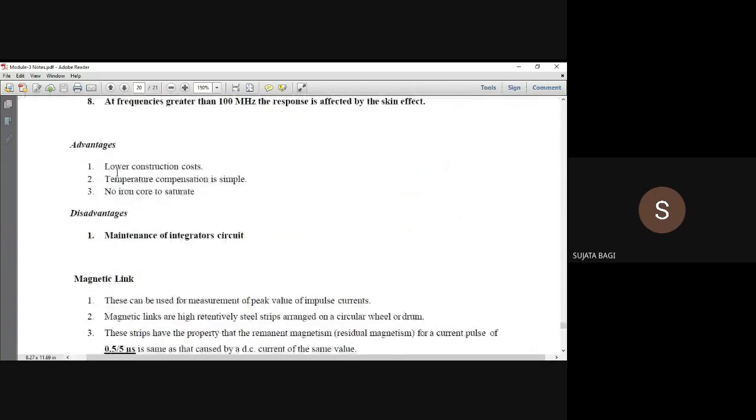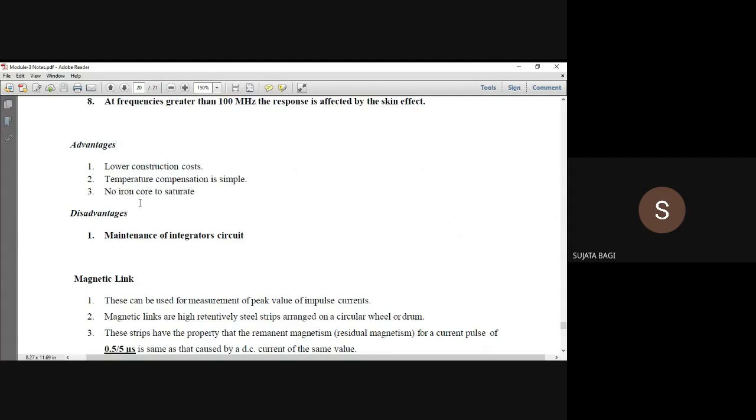If you see the advantages, it has a lower construction cost. Temperature compensation is simple. There is no iron core to saturate. Maintenance of the integrator circuit: sorry, there is maintenance, as I just told you, because integrator circuits have to be designed, so obviously there will be maintenance. Apart from that, it has a lower construction cost, simple temperature compensation, and no core to saturate.